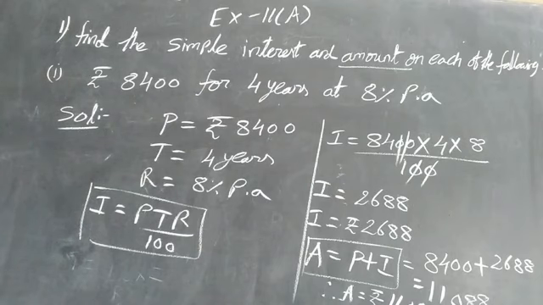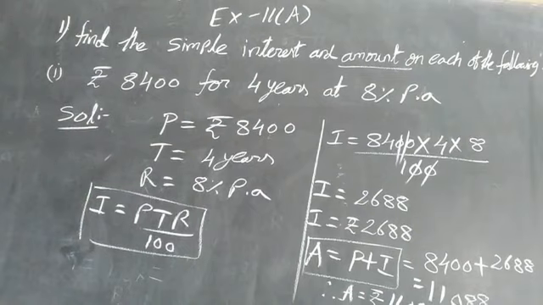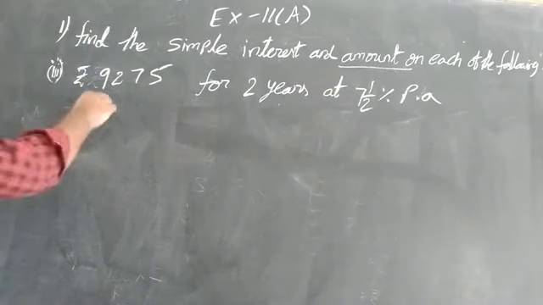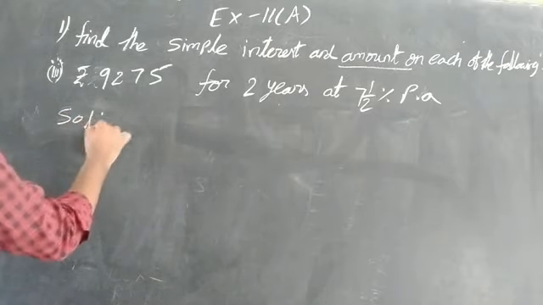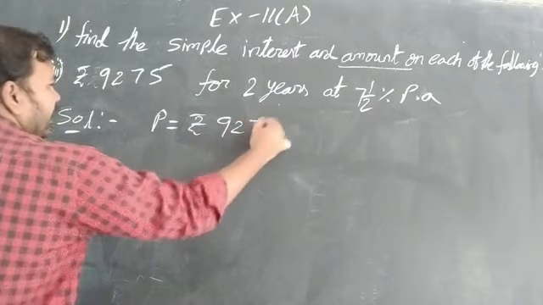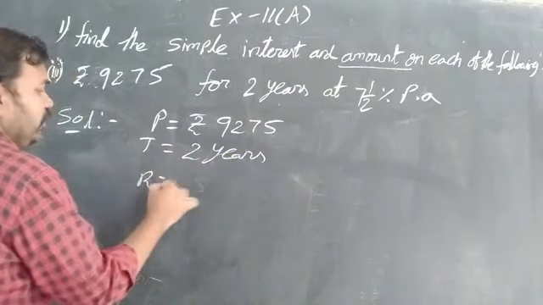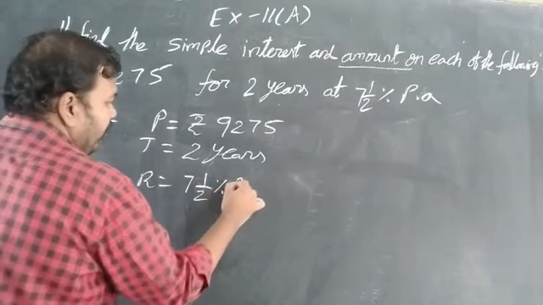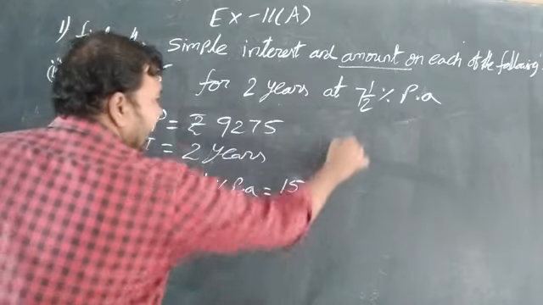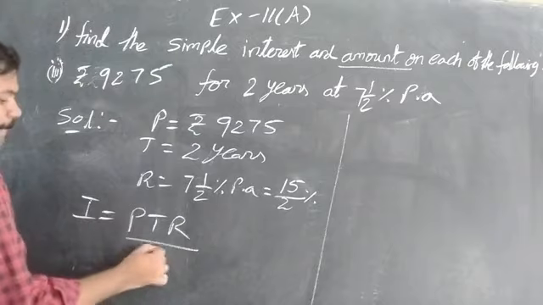Here is the next sum. Find the simple interest and amount on each of the following. Rupees 9,275. Solution. This is principal. P is equal to rupees 9275. Time is equal to 2 years. And the rate is equal to 7 1/2 percent per annum. So change that one, 7 1/2 is 15/2 percent. Now the formula for interest is PTR by 100.